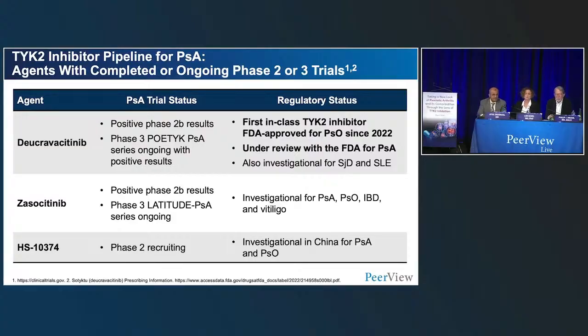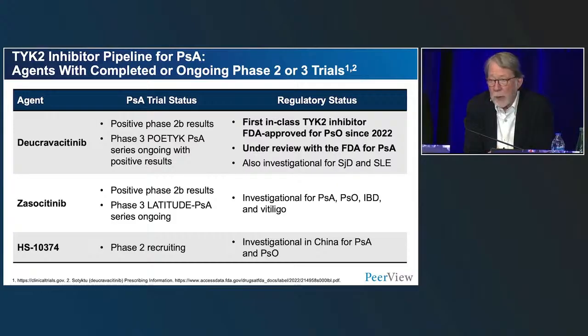Moving on. So we have data from several sources for deucravacitinib and zasocitinib. Deucra is the sort of lead agent. It's already been approved in psoriasis and underway in terms of approval for psoriatic arthritis. And I'll be going through data in depth about those programs. And Zazo is a similar TYK2 inhibitor, with some differences in features.